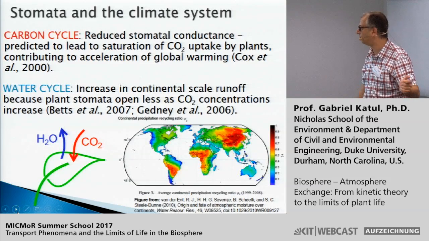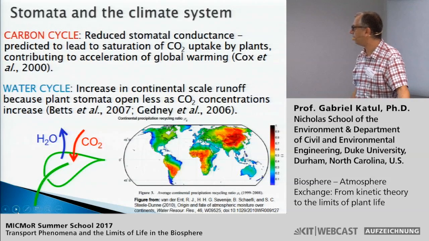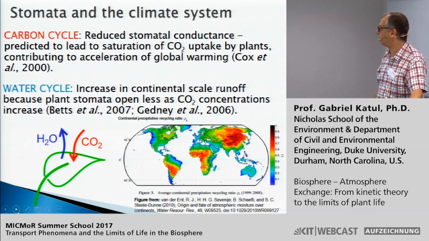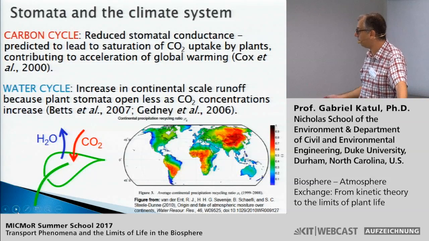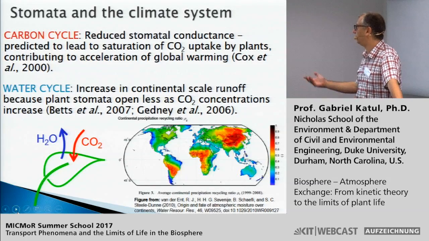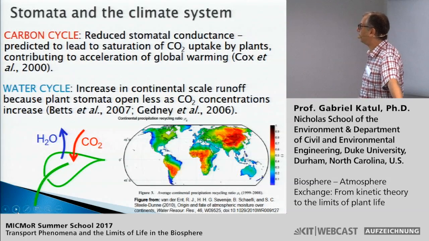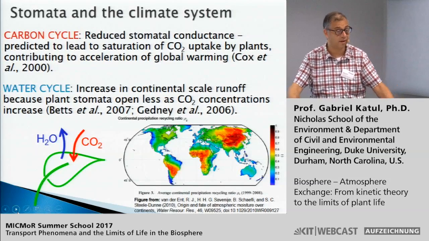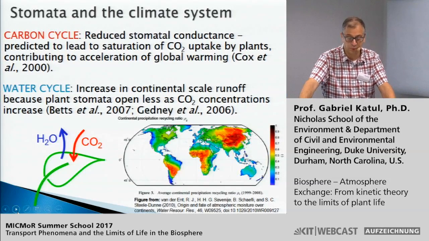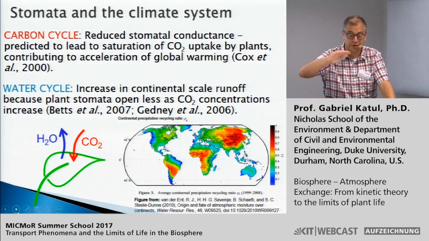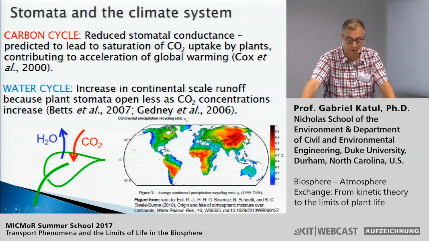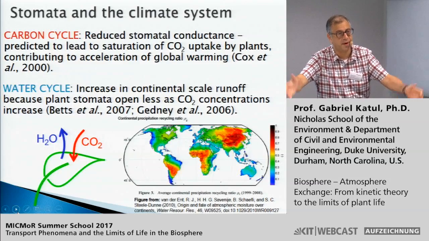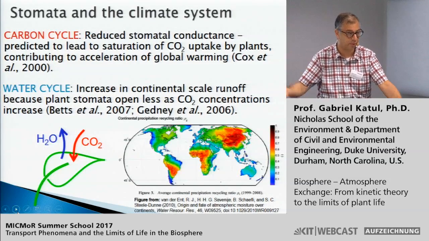So this coupling between the two alerted basically the climate community that carbon dioxide and water, and the global carbon cycle and the global water cycle, are so tightly coupled because of what the plants are doing. And you see very high profile papers, this is just a summary of a few of them. On the carbon cycle, it was recognized that reduced stomatal conductance because of elevated atmospheric CO2 would lead to saturation of uptake by plants, but of course you could still have, because temperature goes up, respiration processes going up, CO2 concentration goes up, so warming will have a positive feedback.